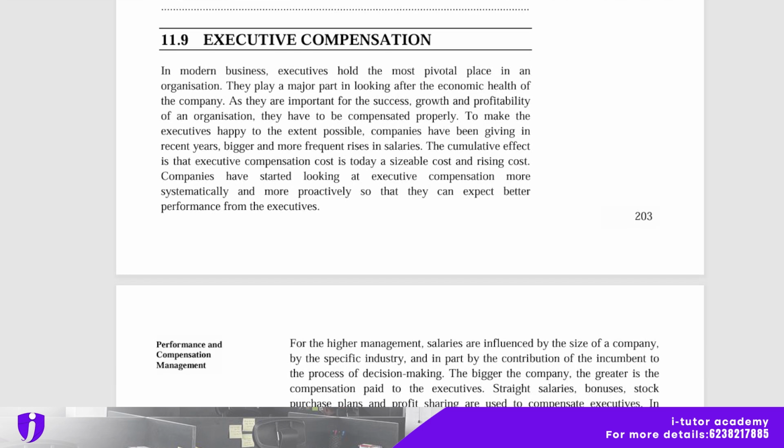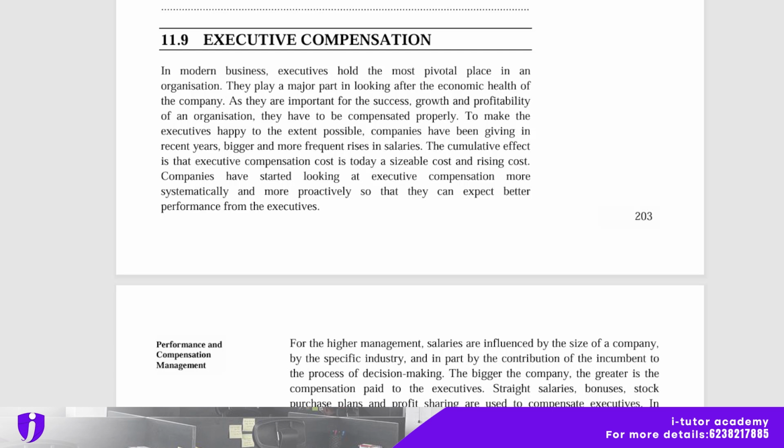In modern business, executives hold the most pivotal place in an organization. They play a major part in looking after the economic health of the company, as they are important for the success, growth, and profitability of an organization. They have to be compensated properly to make the executive happy to the extent possible.